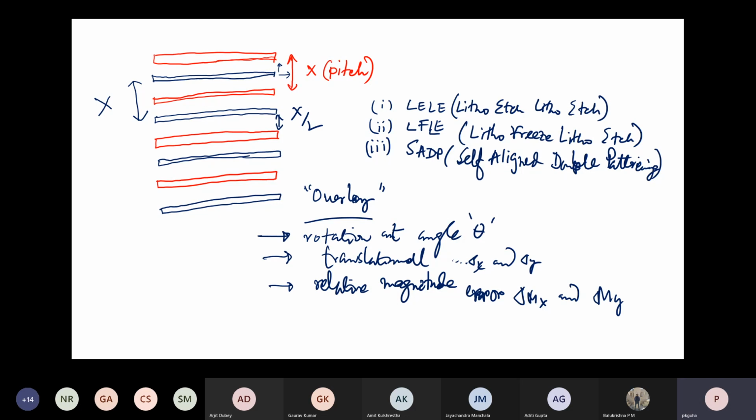So these three techniques, litho-etch (LE), LFLE, and SADP, we are now going to discuss in more detail. First we will start with the LE technique, that is litho-etch. In this technique, step 1 is lithography; L stands for lithography. So step 1 is lithography 1, or litho 1.